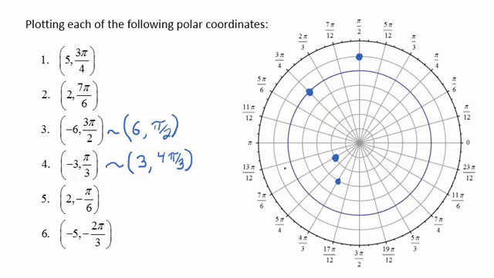(2, -π/6). Well, now we'll rotate backwards into the fourth quadrant, π/6. With a positive 2 radius, we'd put it right here.